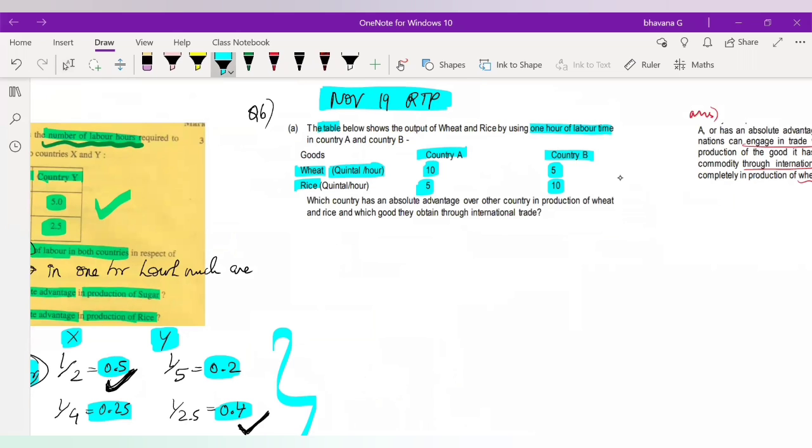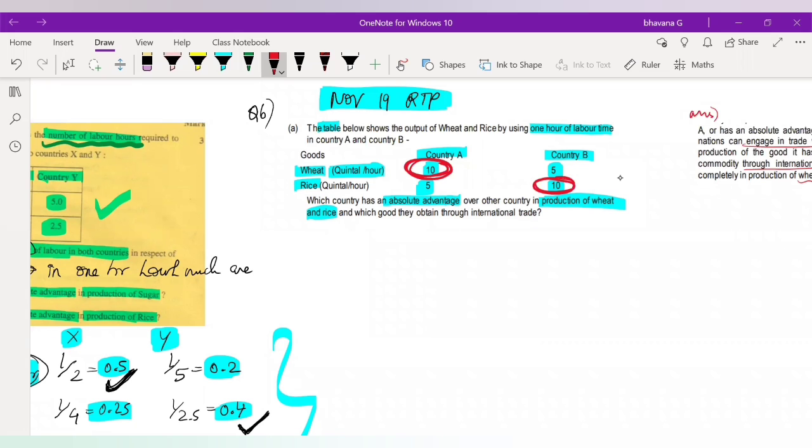Down below they have asked you which country has an absolute advantage in production of wheat. Can you guys tell me which country has an absolute advantage in the production of wheat and which country has an absolute advantage in the production of rice? So you have to compare between country A and country B. For wheat, who has an advantage? Country A has an absolute advantage. And in case of rice, who has an advantage, country A or country B? Country B has an advantage because their productivity is higher.